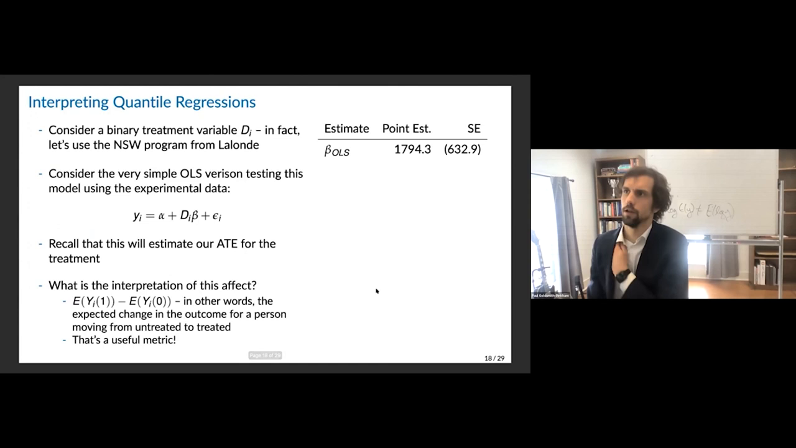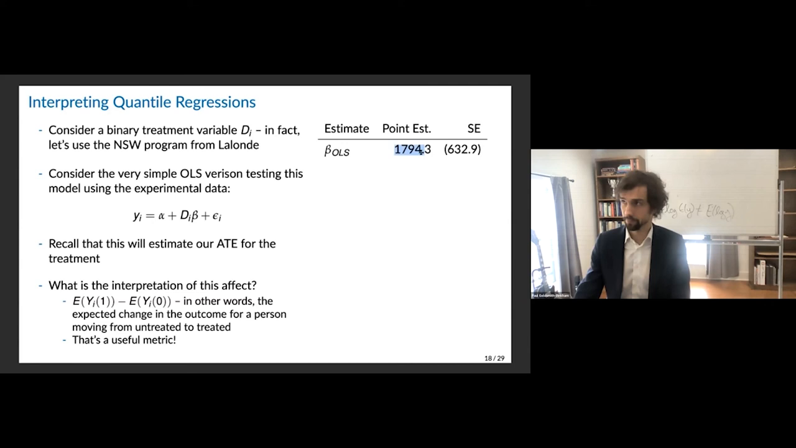So let's consider a binary case. In the binary context, we have some binary treatment D_i. We're going to be looking at the same NSW program that we were doing with Lalonde previously, where we can think about the OLS version of the model, right? So we can think about Y_i, and then we have some D_i, and so we can estimate this beta. And this will get us an approximation to the average treatment effect, right? So here's this beta. In that setting, we get about $1,800 effect here.